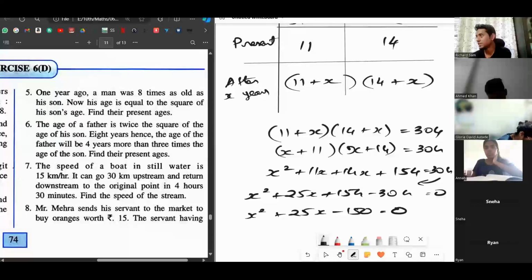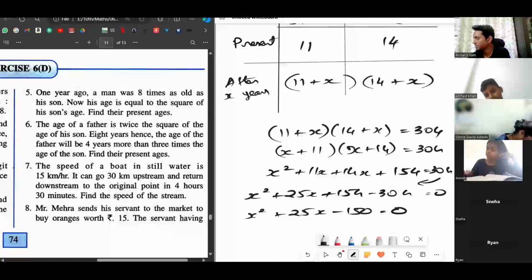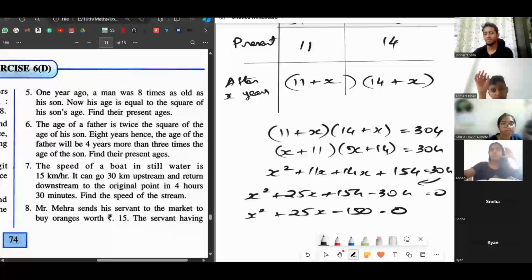Is everyone's quadratic equation correct? My sign mistake is I got plus 150. Is it 250 or 150? It's 150. What did you get? I got 304. Fine, very good. You cannot skip numbers. Every number should be there. So who all got this correct quadratic equation? Anna, Gloria, Ahmed, Ryan? Same thing? Okay.